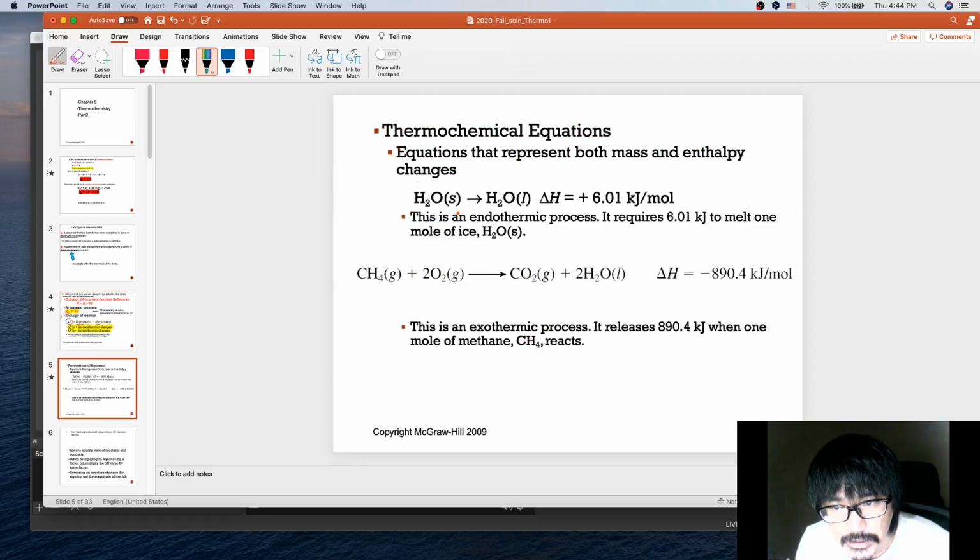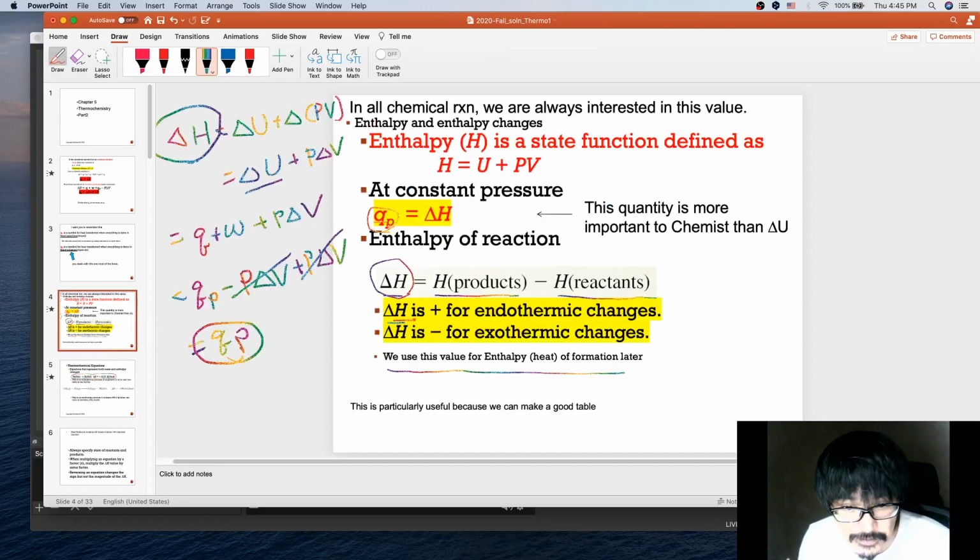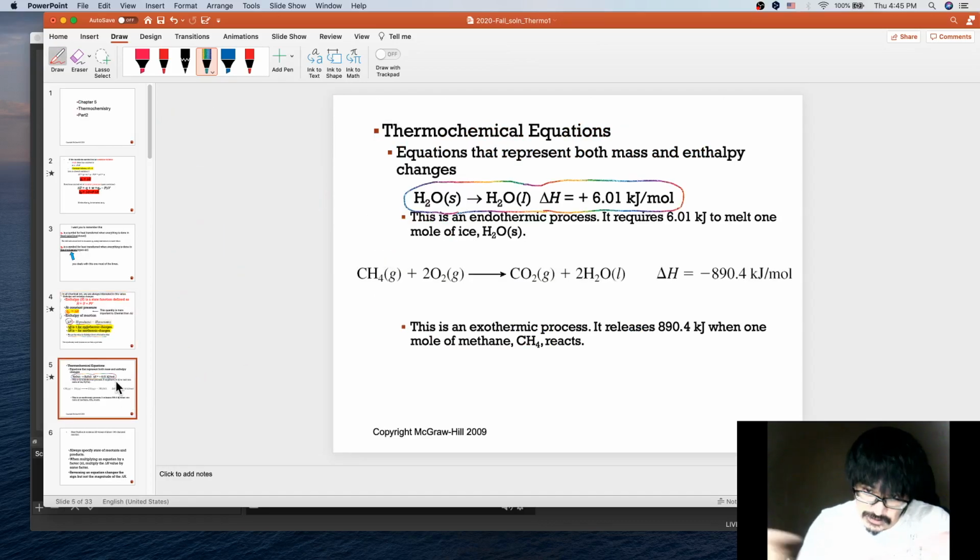So let's think about the particular process of water going from solid to liquid. The ice is melting to the liquid. That process is an endothermic process. The heat is positive, right? Remember that if the delta H is positive, it's an endothermic process. A positive value means that the heat is going inward.